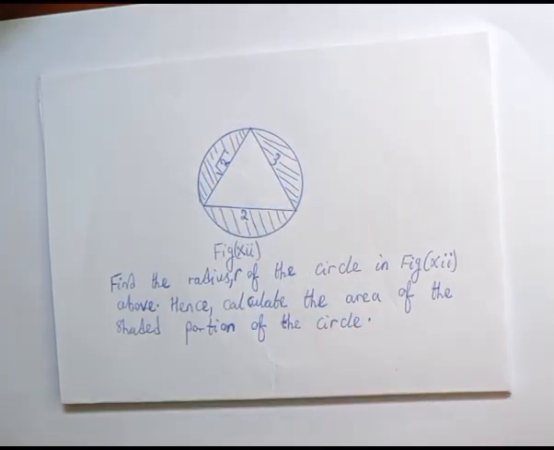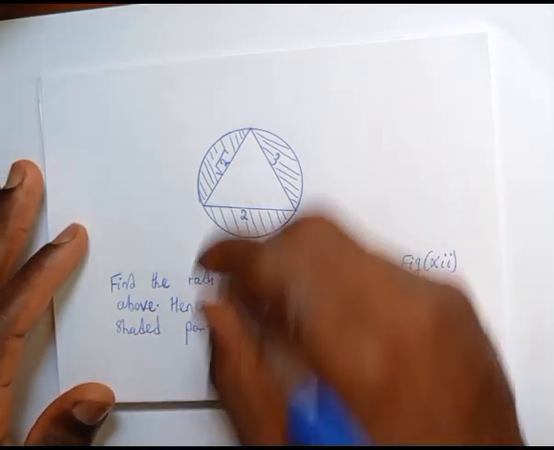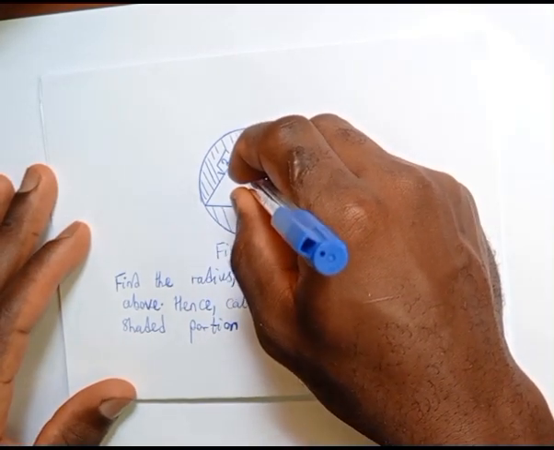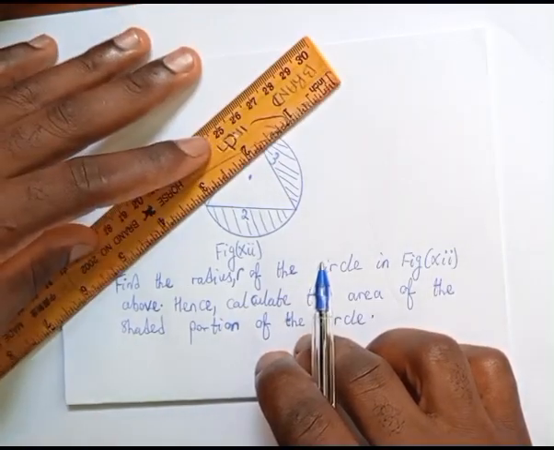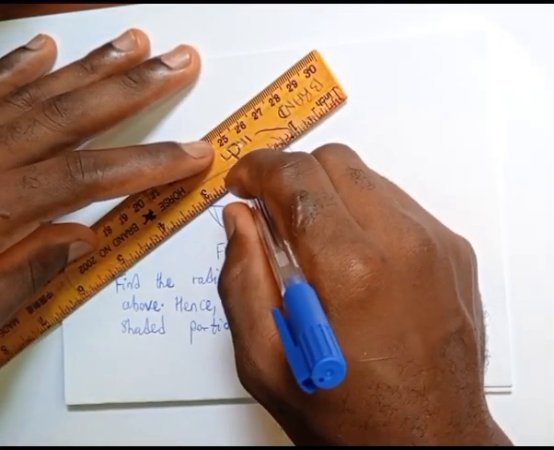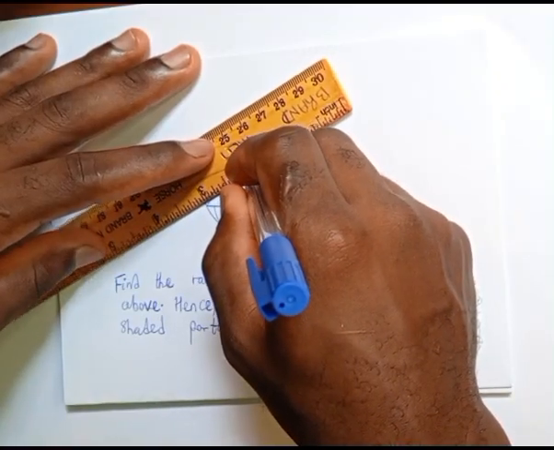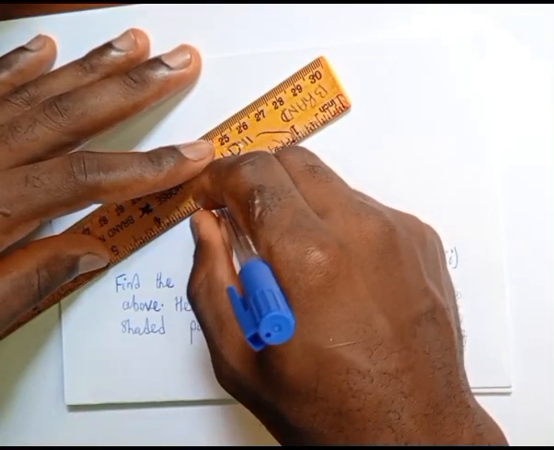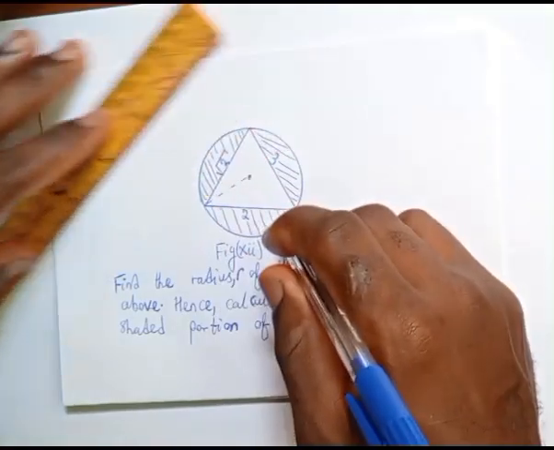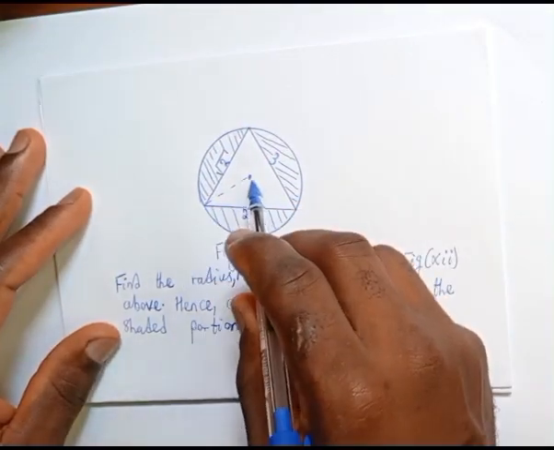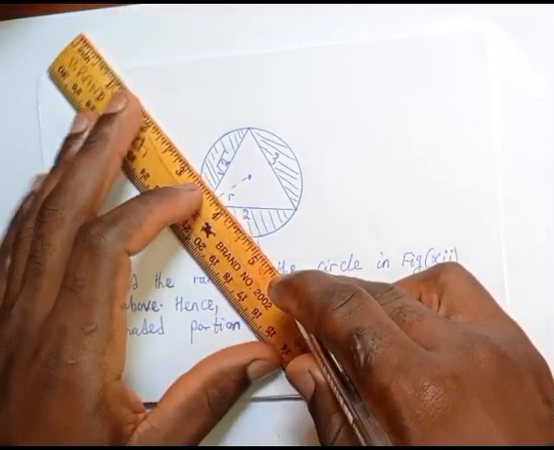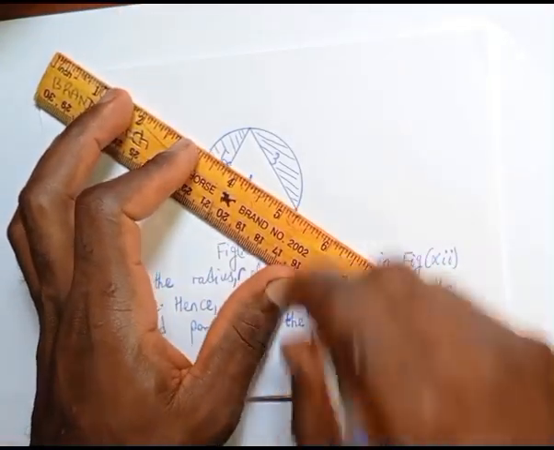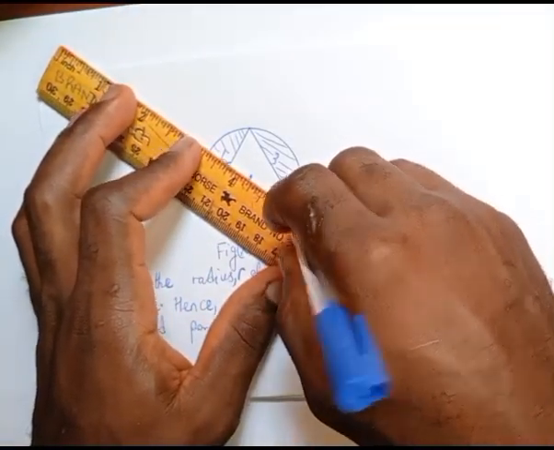First thing, for us to answer this question, we are going to start by locating the center of the circle. Let's assume this is the center of this circle. This is the radius. From the circumference to the center, this is the radius. And from the circumference to the center again, it is the radius.